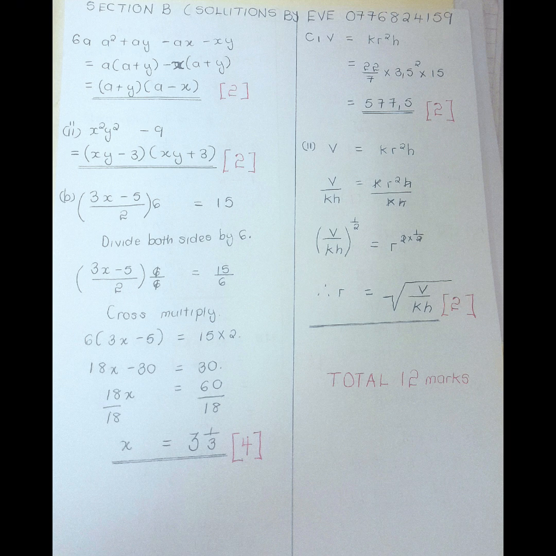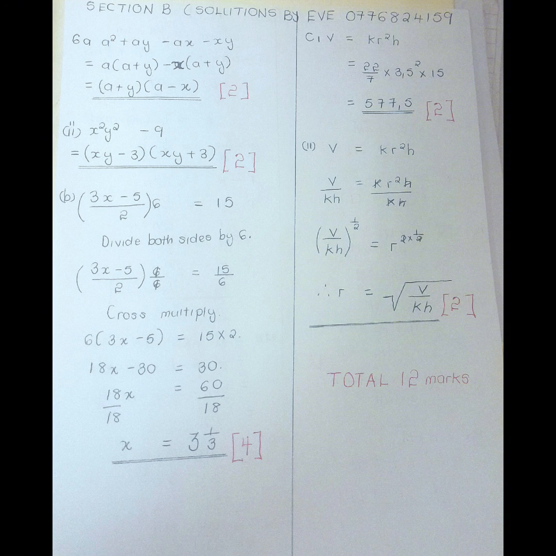And then on part C, it was a question on substitution. We need to substitute correctly in order to get 577.5. And then the next one, it was a question on subject of formula. So to make r the subject of the formula, we first need to divide both sides by kh, and then we raise both sides to the power of half, so that our r is going to be the square root of v over kh. So that was all about number 6.